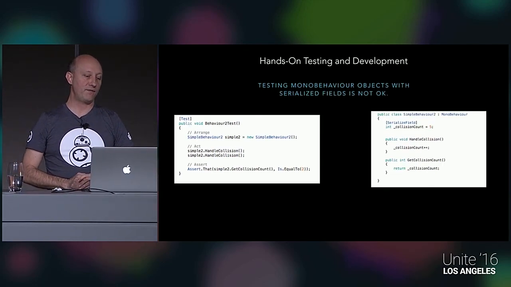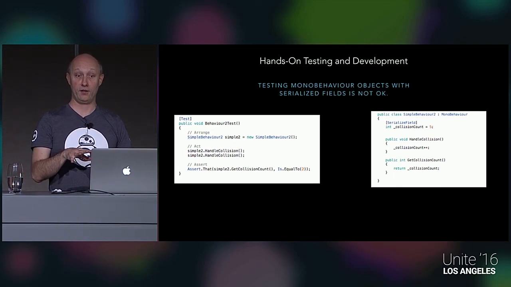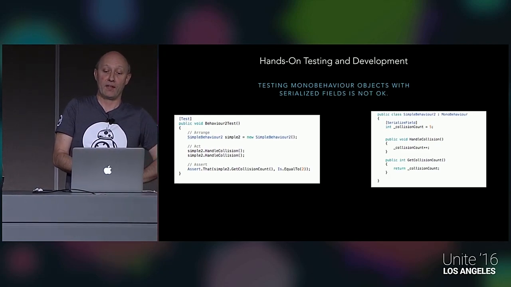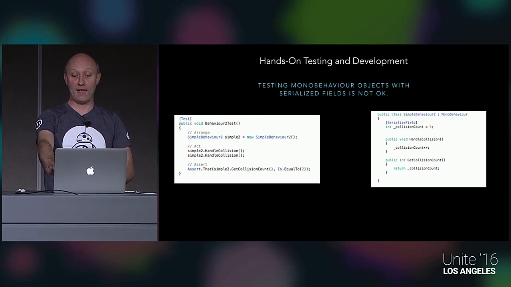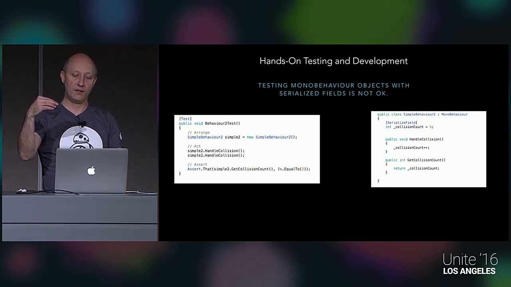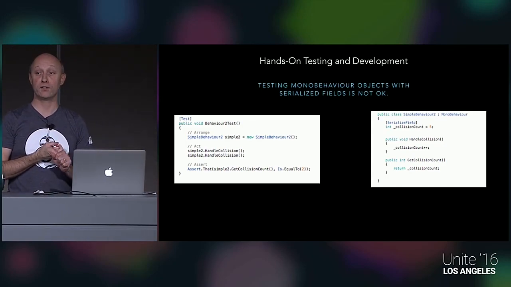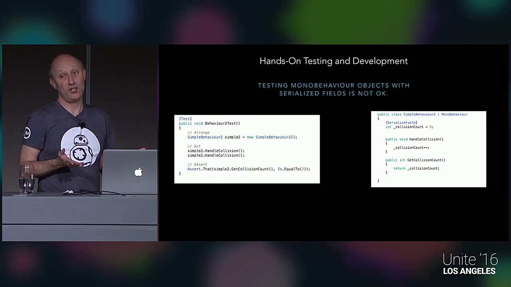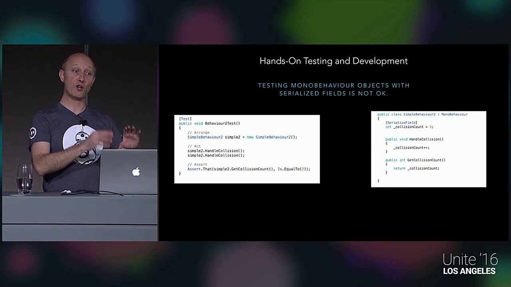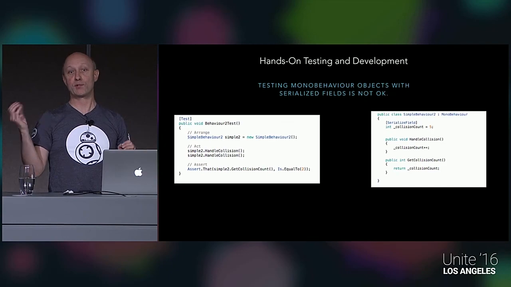Same thing with serialized fields. That's great when you're working in the editor. It's not so good when you're running tests. So when you run tests, it's going to take a default value, but it's not going to allow me to set the collision count to anything that I want it to be. So when you have serialized fields, you have to be careful. And I would say in general, it's probably a good idea not to try to test MonoBehaviour objects. It's better to pull the functionality out of the MonoBehaviour into a separate class that's much easier to test.